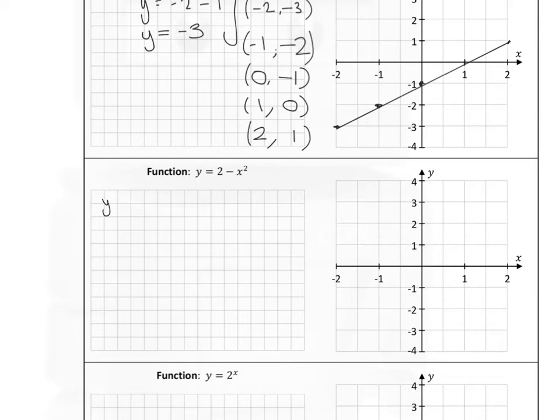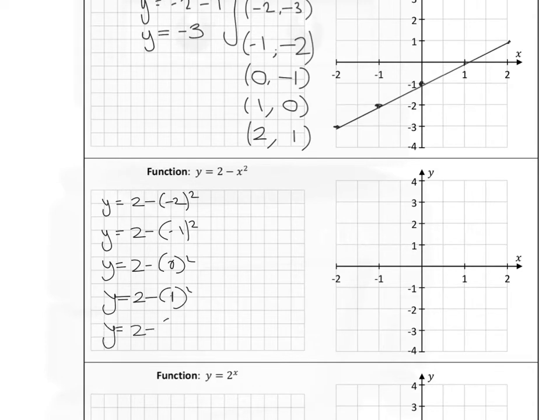Okay, the next question then is the same domain. So first one, y is equal to 2 minus, and I'm putting -2 in for x and squaring. y is equal to 2 minus, I'm putting -1 in. Then I'm putting 0 in, 1, and 2.